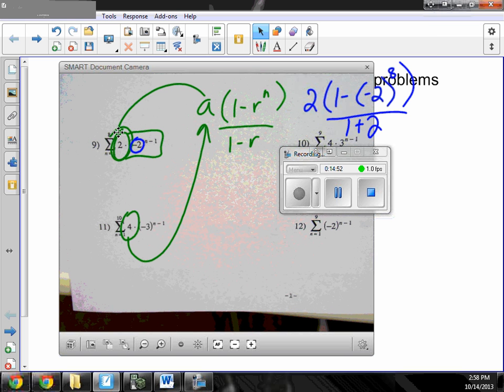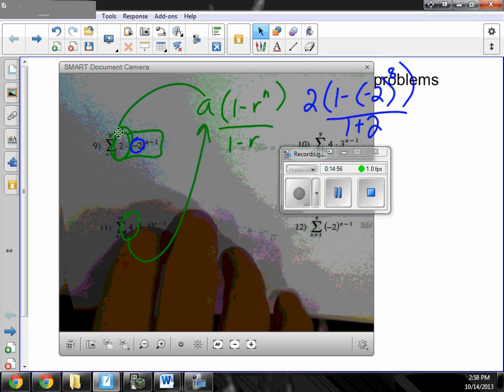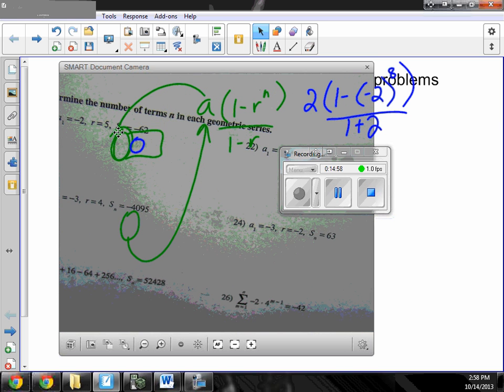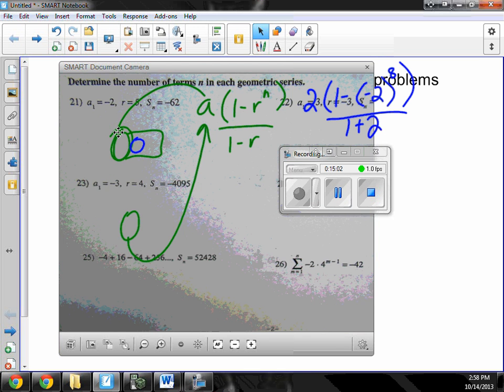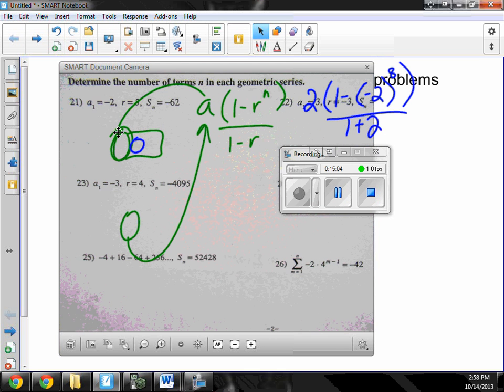Okay, your homework tonight is to finish the first page. I want you to try to go all the way to 14. So try the first two on the next page.